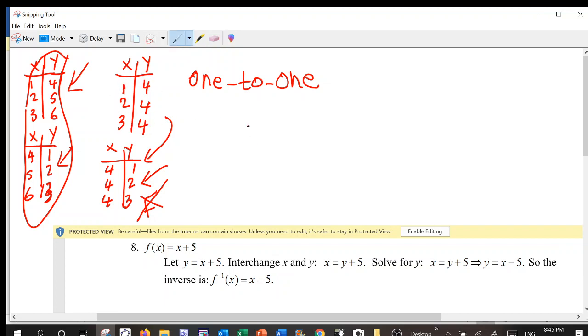Now, what if you're given a graph of a function? For example, do you think the square root of x is a one-to-one function? Yes. Now, is it a function? Yes. How do we know? Because we can tell there is no input repeating if we test it with a vertical line test. How do we know there are no output repeating?